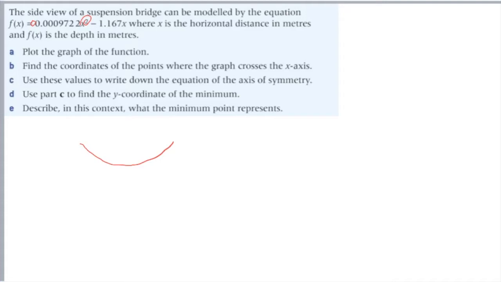Okay, so first it asks us to plot the graph. You know what, I'm not going to do the graph right away. I want us to actually do the other pieces first. Those other pieces are going to help us to plot the graph properly.